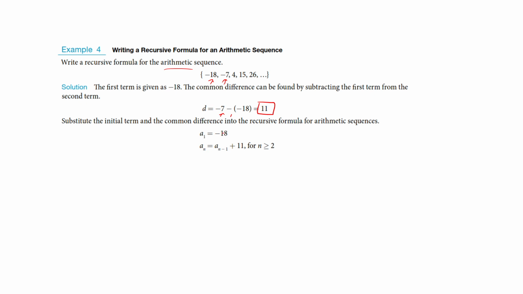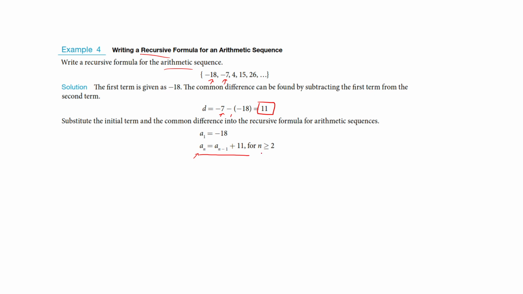Now, if we want to define this in a recursive formula that's dependent on the iteration that came right before, here's all we have to do. The next iteration, a sub n, is going to equal the previous one, a sub n minus 1, plus that difference. If you took that number and add the 11, you always get our new number.